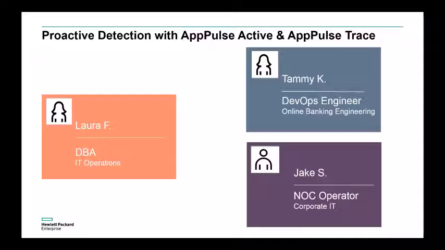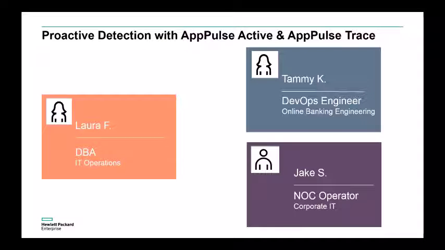So we'll follow through the problem, how it's being troubleshot using HPE Operations Bridge, HPE apppulse Active, and HPE apppulse Trace, working together as an integrated suite of products. So just to set the stage, sometimes during the late evening, Jake, the NOC operator, gets an availability event in the OMI console. This is the Operations Bridge.